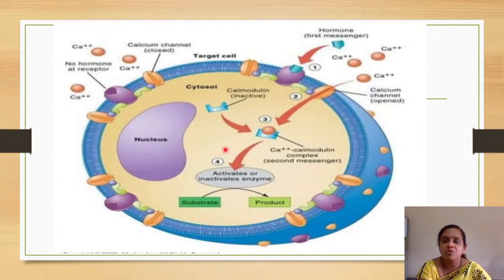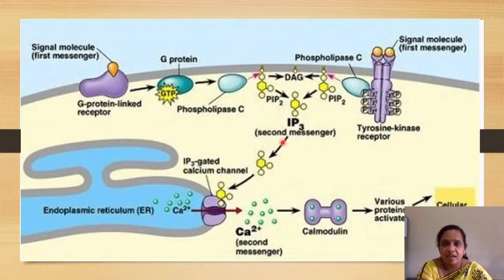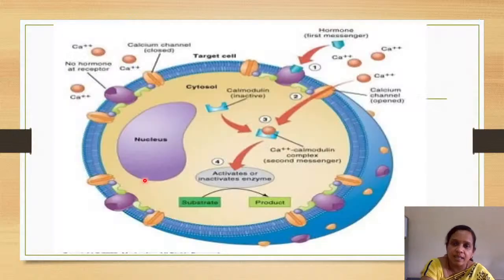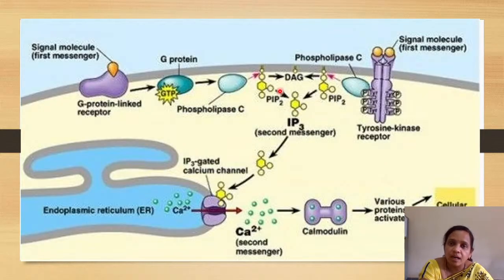This is the calcium-calmodulin pathway by which calcium acts as a second messenger. There is one more mechanism by which it can act as a second messenger, that is by means of phospholipase C. What we talked about previously is calcium present outside the cell, which has to enter into the cell for this process. Now, sometimes the calcium is not present outside. Internally, the calcium that is present will come into the cytosol to activate the enzymes.